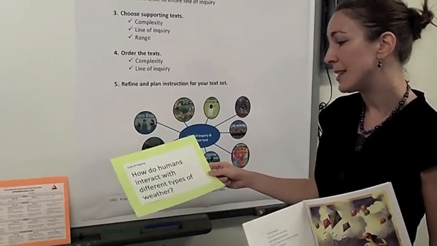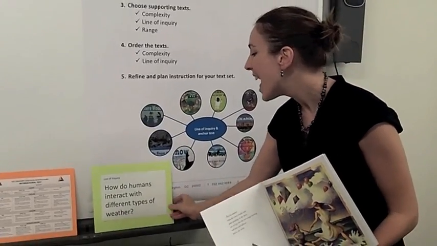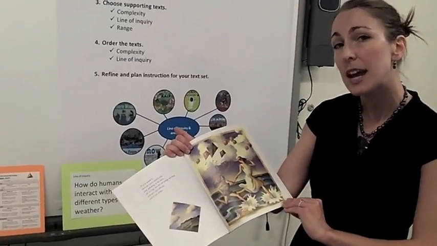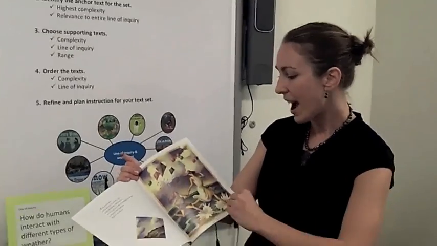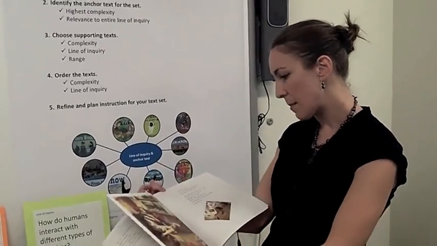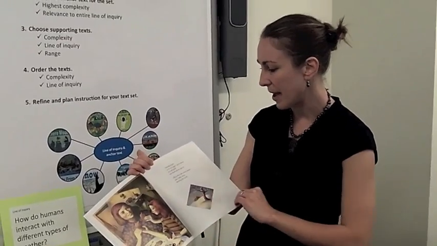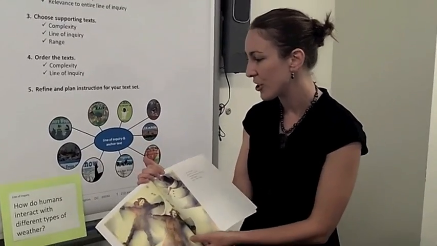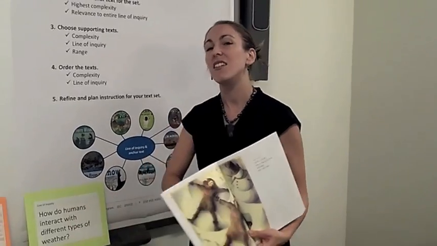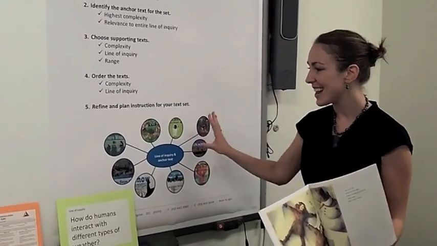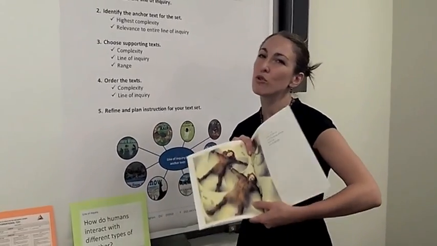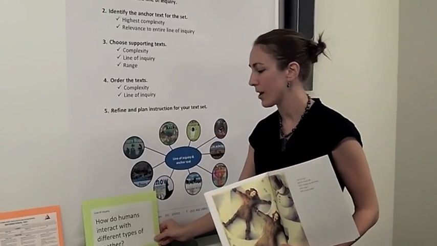I also wasn't sure that it was the most relevant to the entire line of inquiry. Remember, that's how do humans interact with different types of weather. It does talk about a couple different types of weather. It talks about hot days in the summer, cooler days in the autumn, and a little bit about the snow in the winter. But thinking about all the types of weather we want in this whole text set, I didn't think this was going to be the most relevant to this entire line of inquiry.